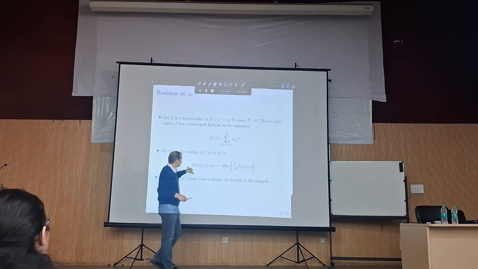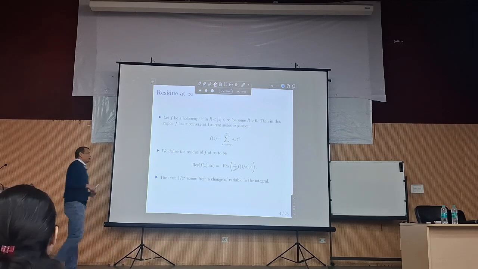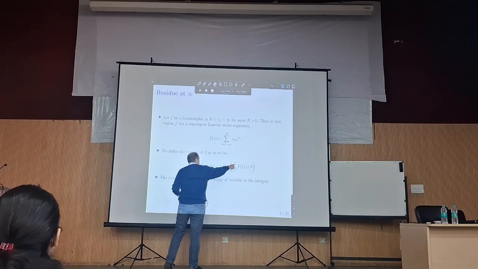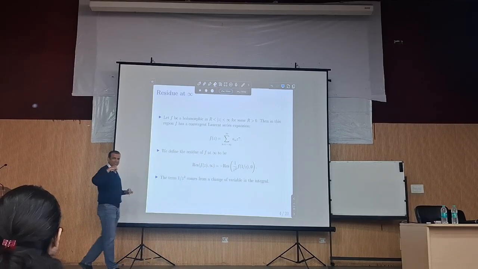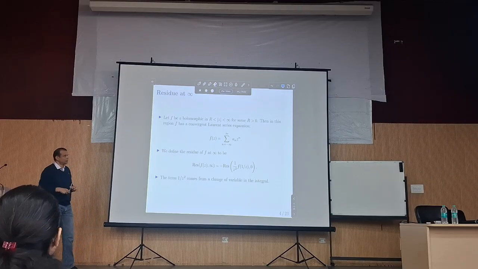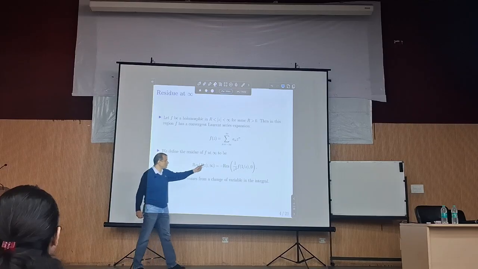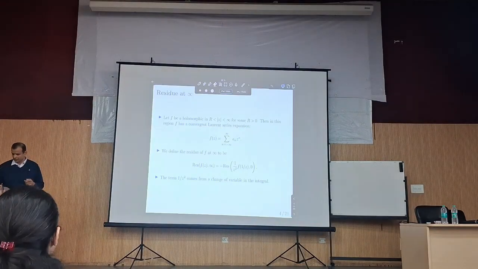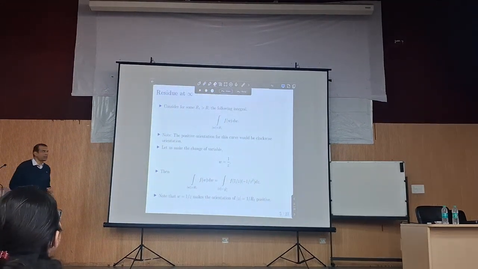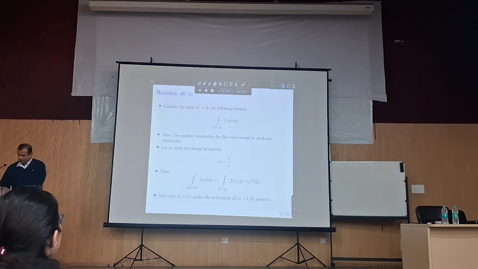Let me explain the motivation for the residue at infinity. This 1 by z squared term comes up because if you consider 1 by z and differentiate, it's a change of variable formula for the integral. That becomes minus 1 by z squared, which also explains the negative sign. So let me explain why this is the correct definition for residue at infinity.